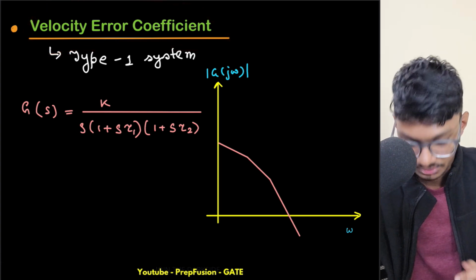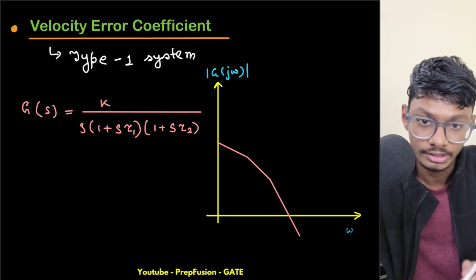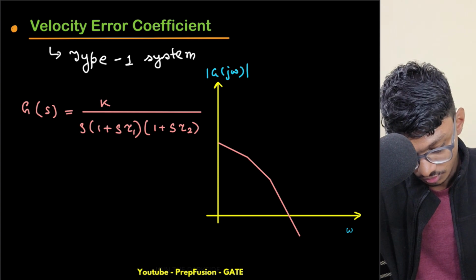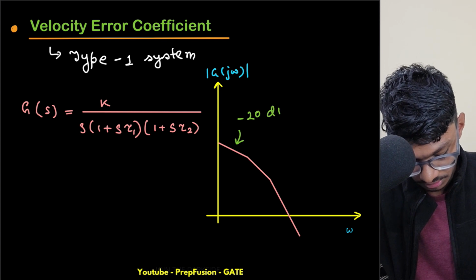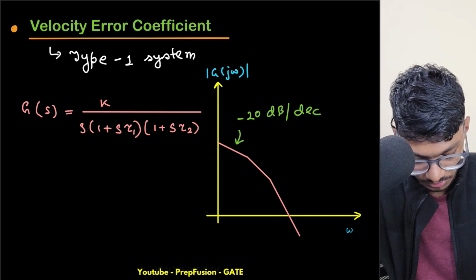Now what is my velocity error coefficient? It is valid for a type 1 system, and if the system is type 1, obviously the initial slope will be minus 20 dB per decade. Okay, the initial slope will be minus 20 dB per decade.